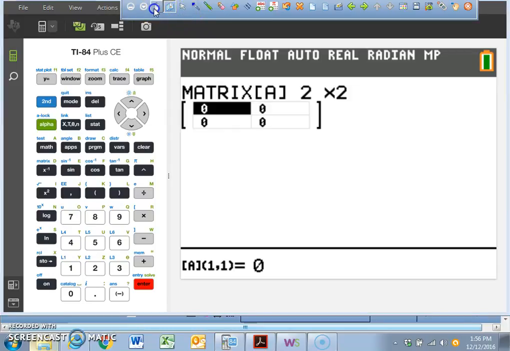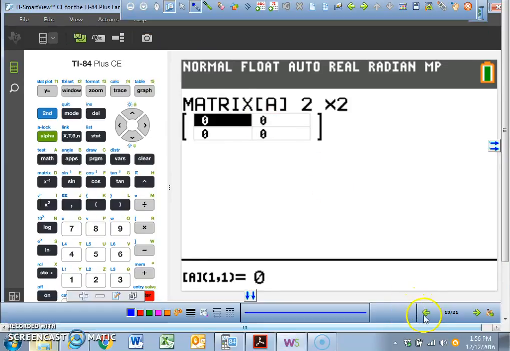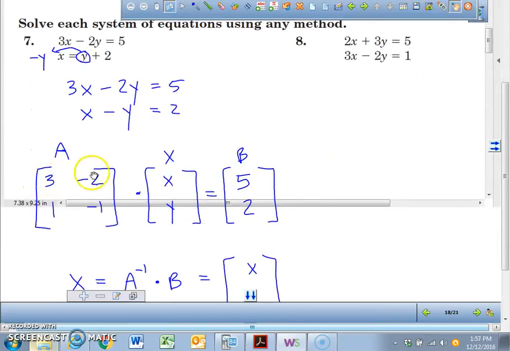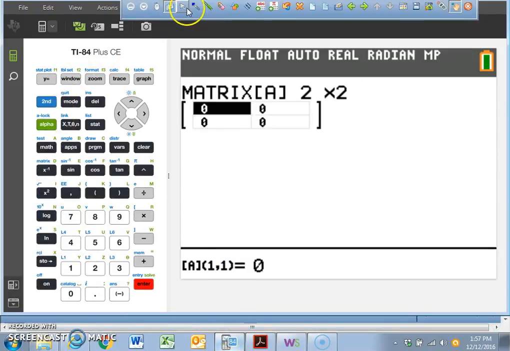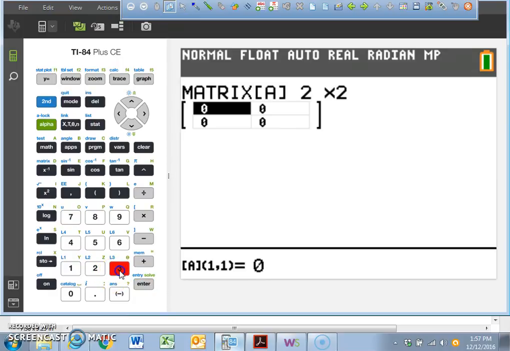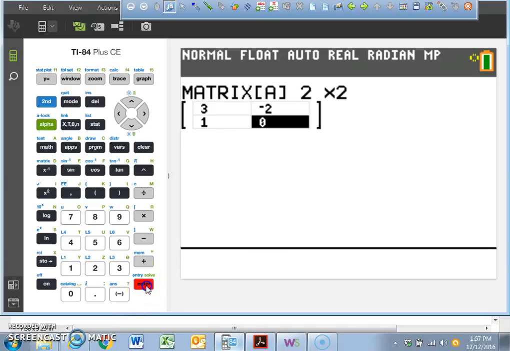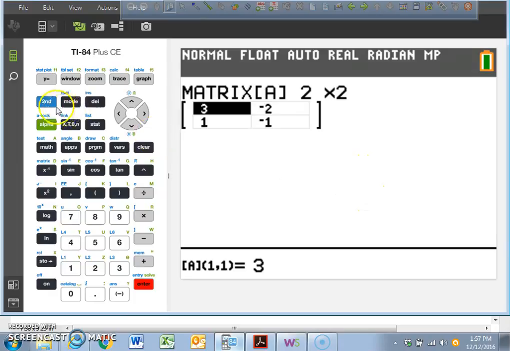So let's think about what our numbers are. Our numbers go back here. Look at our matrix. We've got a 3, a -2, a 1, and a -1. So I'm going to go back to my matrix. All right. 3, -2, 1, -1. So I type those in. Now matrix A has been edited.